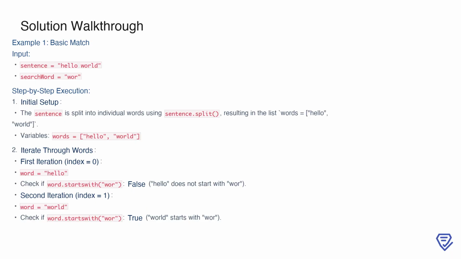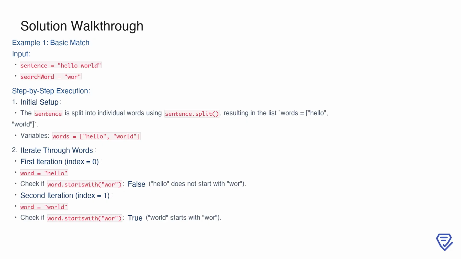To solve this problem, we start with a simple example where the sentence is "hello world" and the search word is "war". First, we split the sentence into individual words using the split function. This gives us the list [hello, world]. Next, we iterate through each word in this list while keeping track of its index.